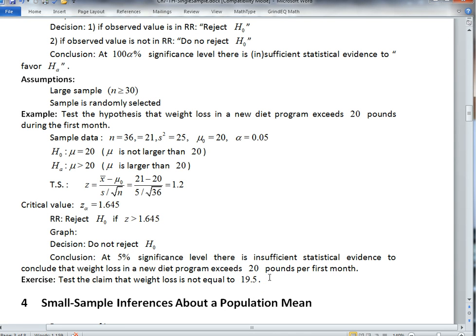Okay. So as an exercise, how would you change your claim if the weight loss is 19.5 pounds? So I want you to try that.